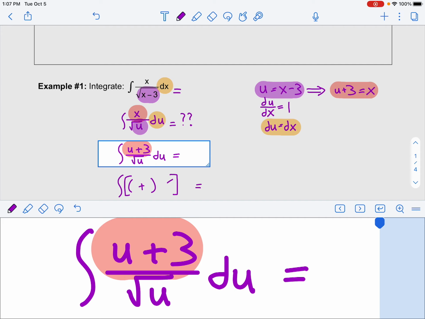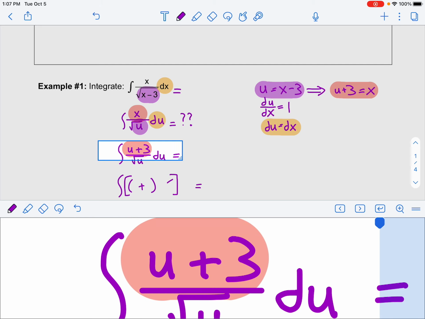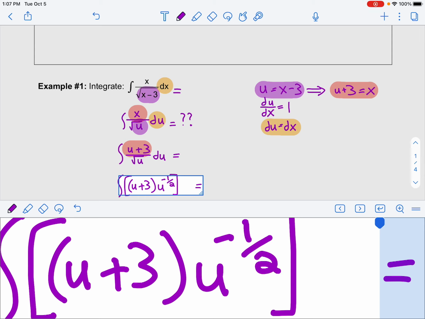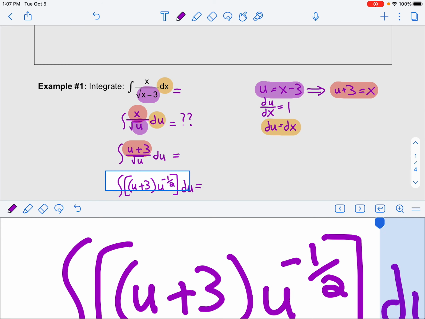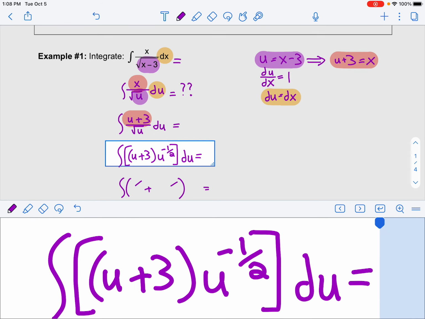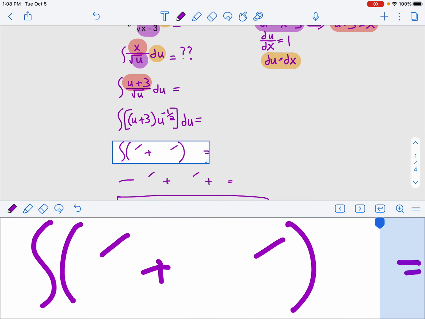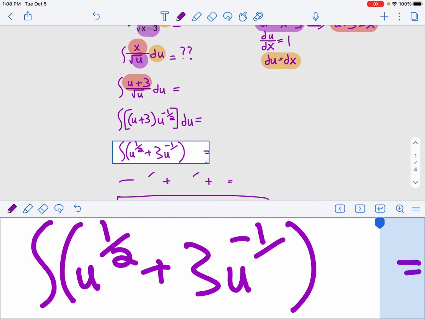Okay, so now that we have it like this, right, you can go ahead and divide each term by root u, but what I'm going to do is I'm going to go ahead and multiply the numerator, which is u plus 3, by u to the negative 1/2 power. Okay, so let me go ahead and distribute the u to the negative 1/2 power there. So that's going to give me u to the positive 1/2 power plus 3u to the negative 1/2 power du.